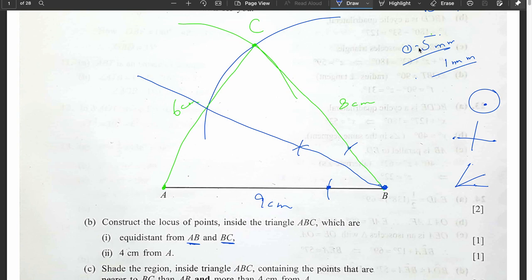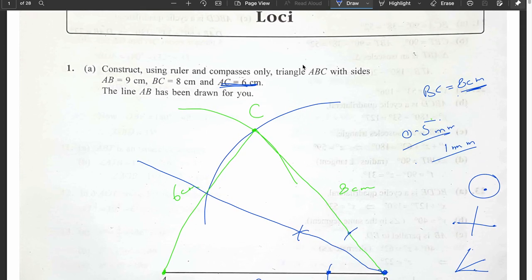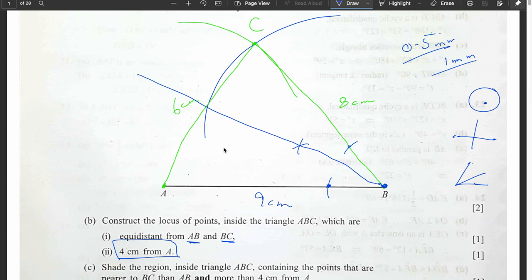On paper with pencil and compass it is very easy. Second part says 4 centimeters from A. Which case is this? First one. Now look at this also. It says construct the locus of points inside the triangle. Yes, it is the first one, the point is 4 centimeters away, and it is a circle, but I am only drawing this arc because I'm not interested in outside this triangle.